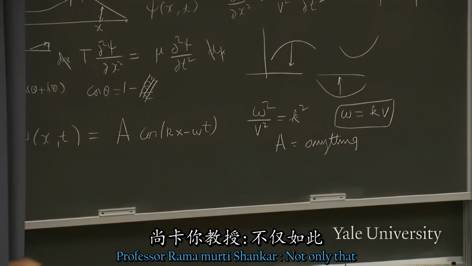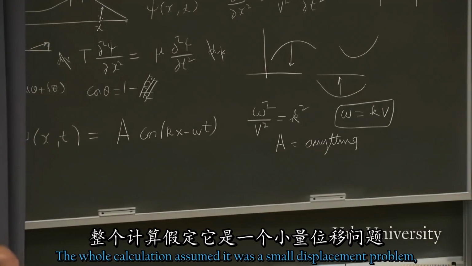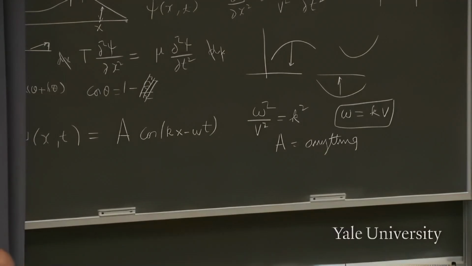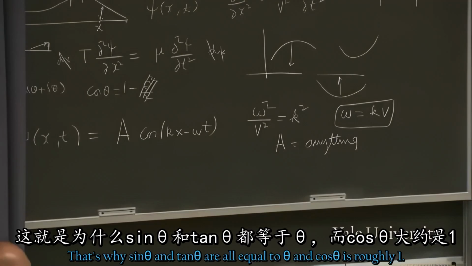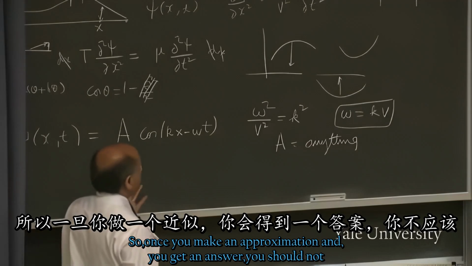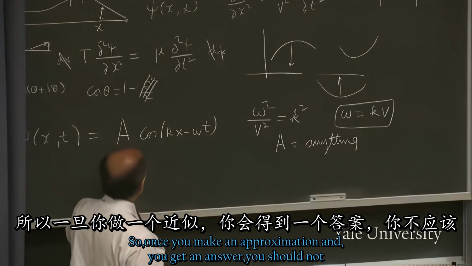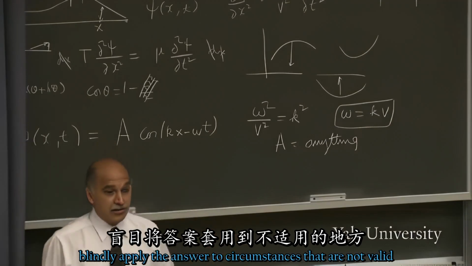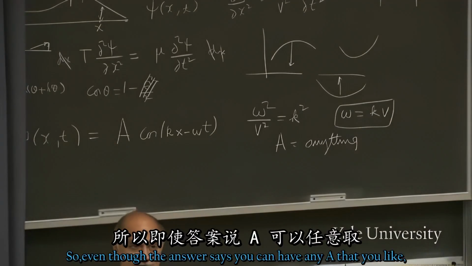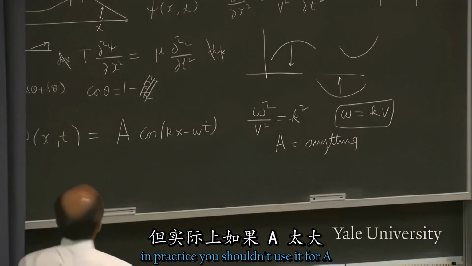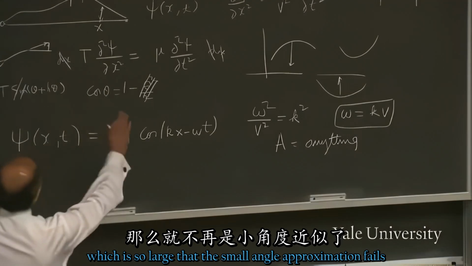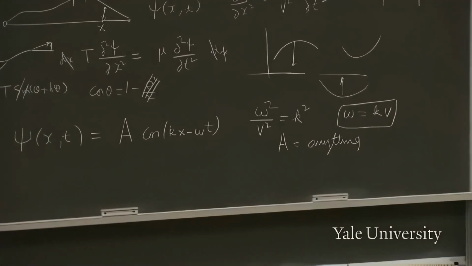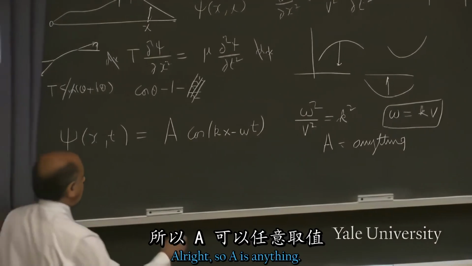You can't have an amplitude bigger than the length of your string. Not only that, the whole calculation assumed it was a small displacement problem, right? That's why sine theta and tan theta are all equal to theta and cos theta is roughly 1. So once you make an approximation and you get an answer, you should not blindly apply the answer to circumstances that are not valid. So even though the answer says you can have any a that you like, in practice you shouldn't use it for an a so large that the small angle approximation breaks down. All right, so a is anything.